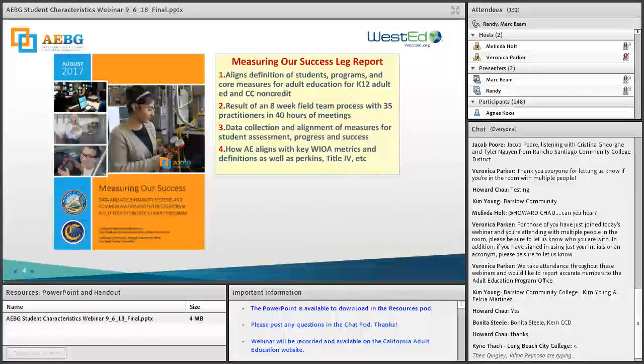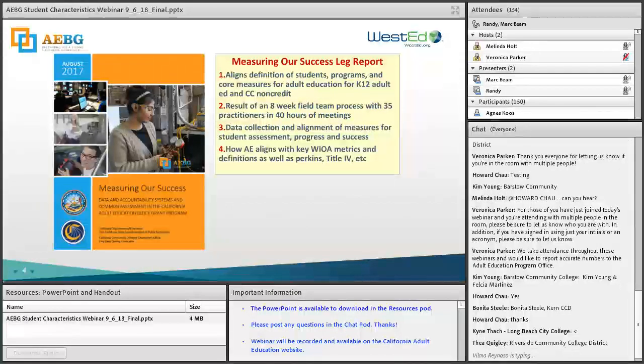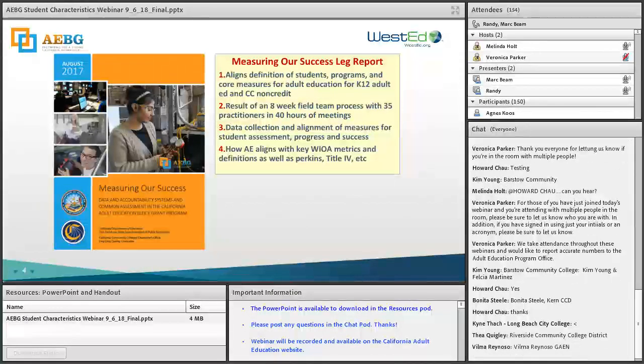It was an extensive process. It was sort of a sprint over 8 weeks. We had over 40 hours of meetings with 3 different teams, 35 practitioners. We also talked about the processes for data collection and alignment of measures for student assessment progress and success. And we do address the alignment of adult education with key WIOA metrics and definitions from places like Perkins and Title IV, et cetera.